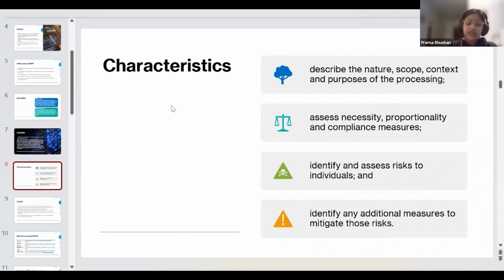Why is it necessary to process data in this particular way? Are there any less intrusive ways of processing data? You say no. And that is why you're processing data this way, because it's absolutely necessary to process this data to get the purpose you're looking for. And then the proportionality: whether the rights and liabilities are balanced, whether individuals' rights are balanced or not.